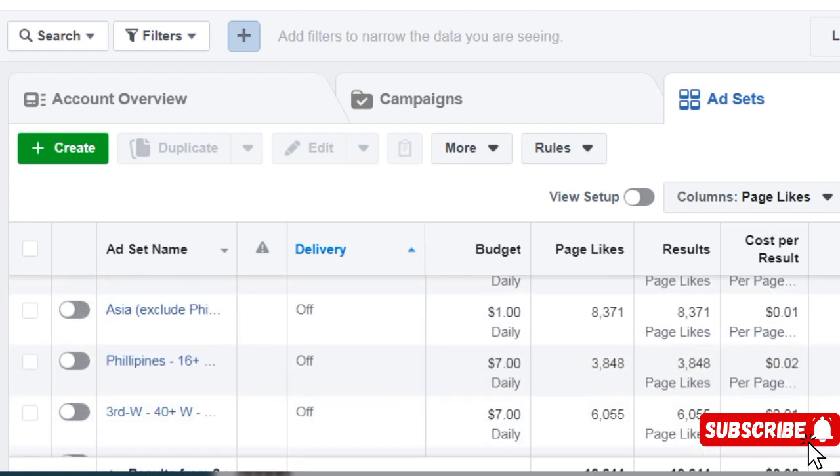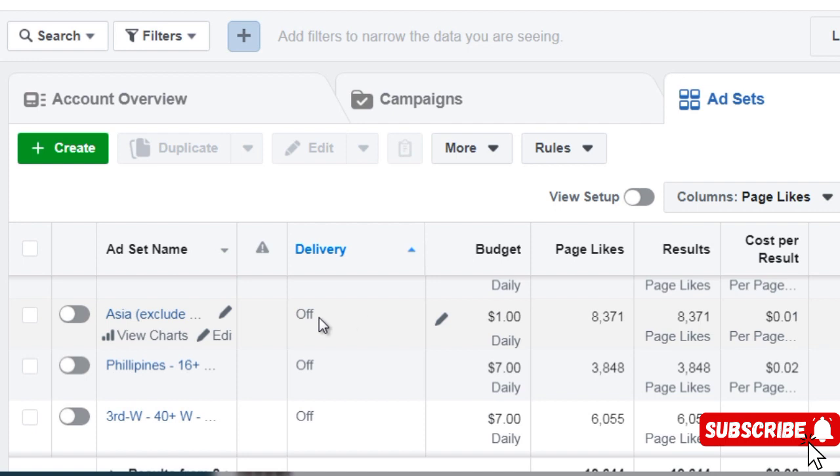So if I scroll down here, you can see Asia. This encompasses Asia, excluding Philippines. And I got about $1 daily budget, 8,371 page likes. So that's the result. And then, of course, cost per result was 1 cent. So we spent $92 and we got a good amount of likes. Now, whenever I see this, I want to break things down further and maybe test out a different image and see what works.